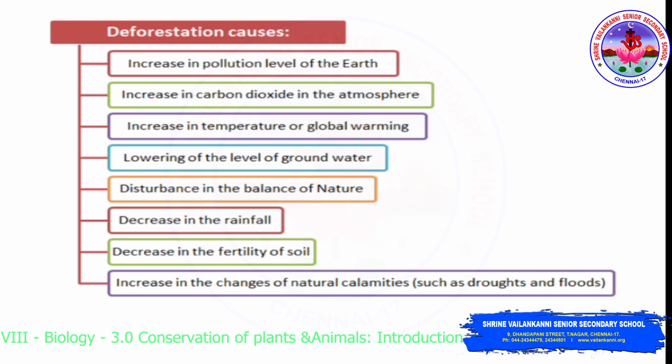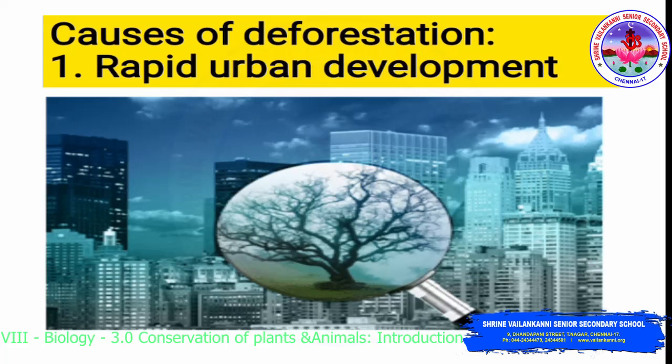What will be the causes for deforestation? Increase in pollution level of the earth, increase in carbon dioxide in the atmosphere, increase in temperature or global warming, lowering of the level of groundwater, disturbance in the balance of nature, decrease in the rainfall, decrease in the fertility of soil, increase in natural calamities such as drought and flood. So these are the causes for deforestation.